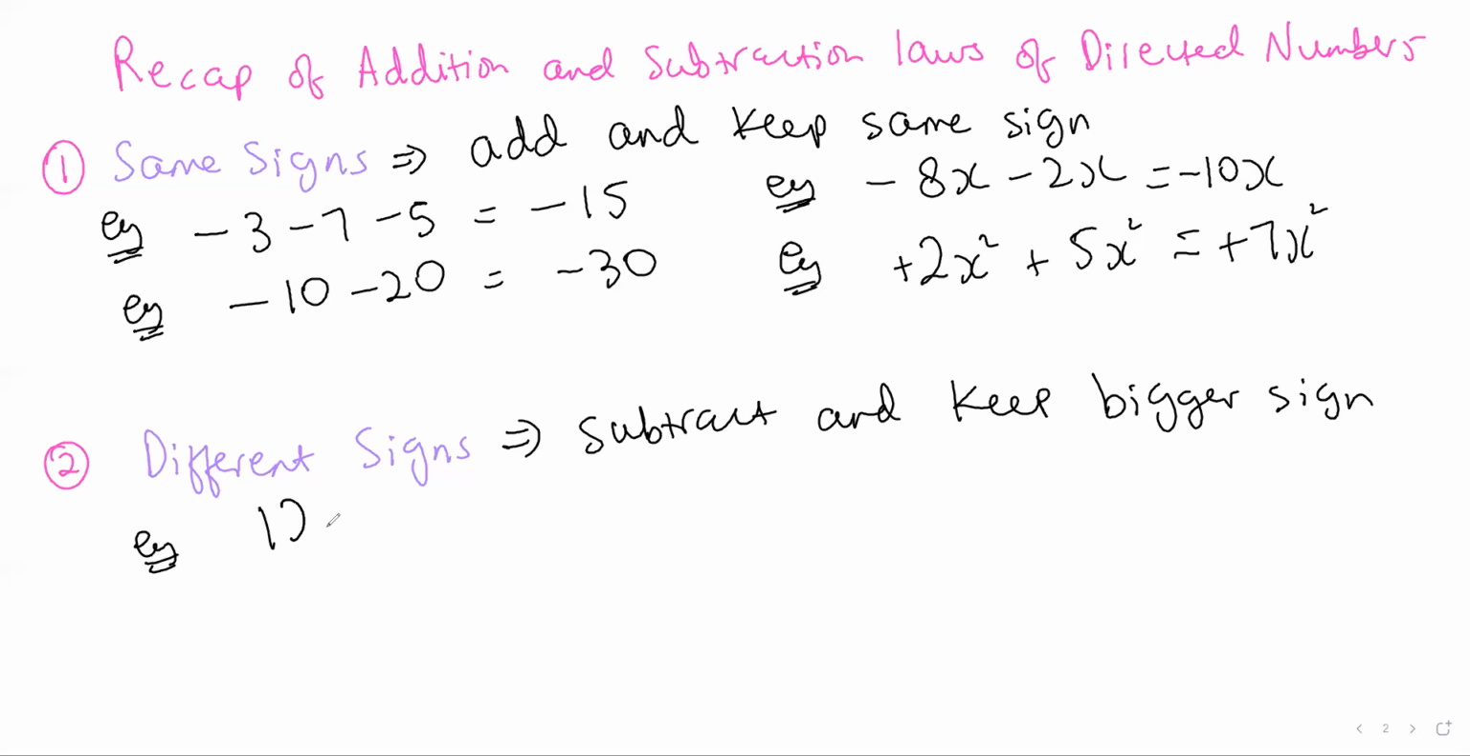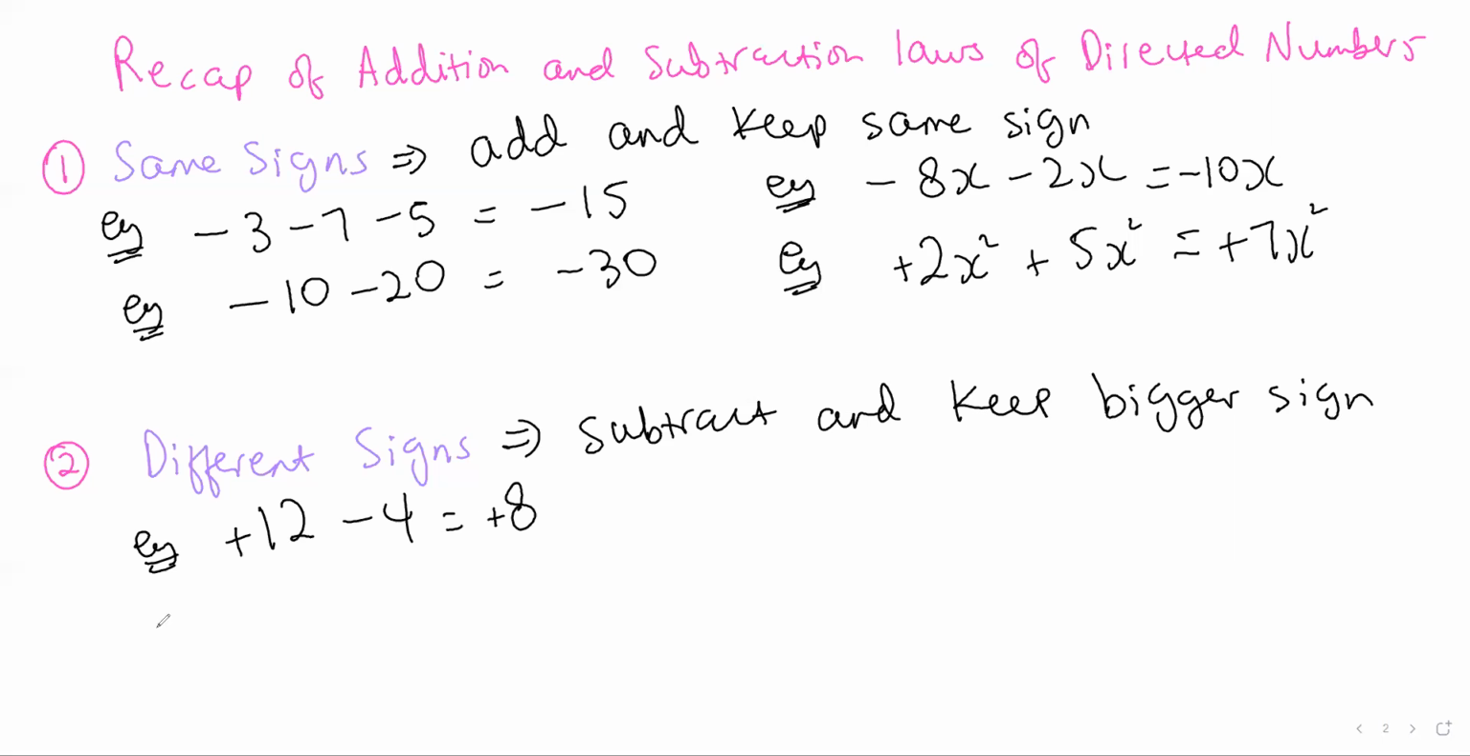Watch. 12 take away 4. The 12 is understood to be positive. We know that, right? This is like normal subtraction, but you keep the sign of the bigger number. Right? 12 take away 4 is 8. So the answer here is positive 8. So let's put in the 8 here. You don't need to put the positive here. I just put it to show that, okay, we're using the rule, right? Keep the sign of the bigger number, right?